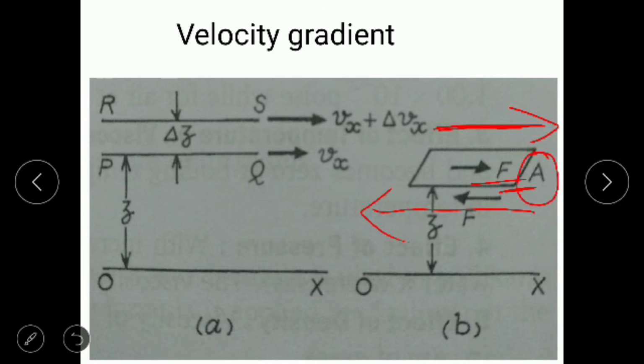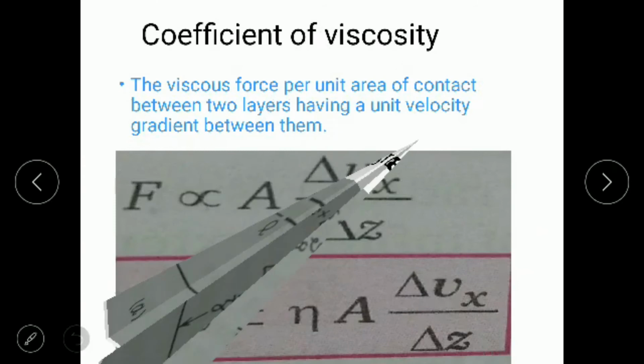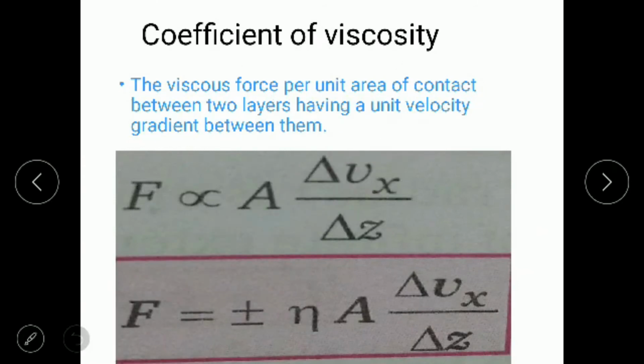Secondly, it is directly proportional to the velocity gradient between the layers. So F is directly proportional to the velocity gradient, which is del Vx divided by del Z. So F is directly proportional to area A and also to del Vx by del Z, which is the velocity gradient. Combining these two, we get this equation over here.